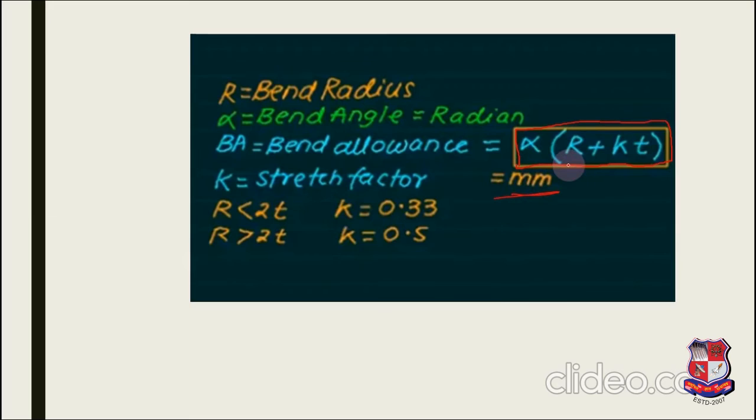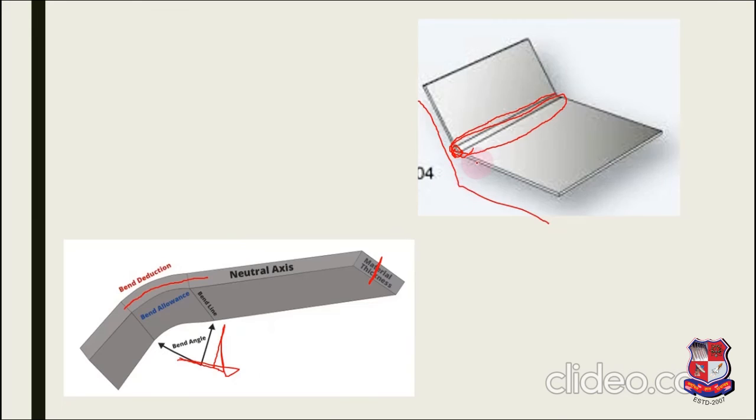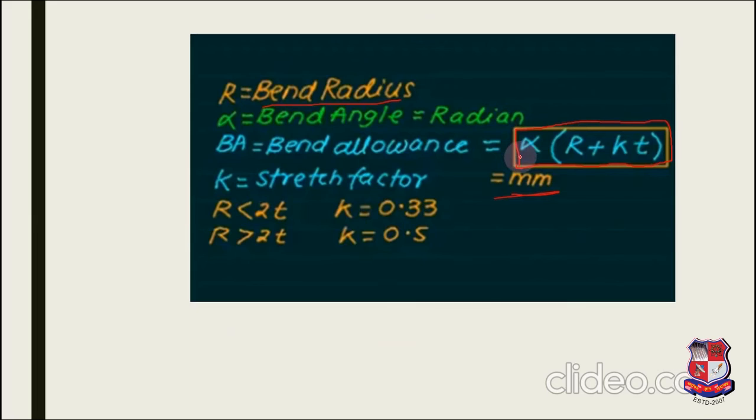Then r is the inside radius or bend radius. That is the inside radius, called r. Then one thing you need to focus on is that this alpha is in radians, right? This alpha will be in radians. Then k, what is k here? That is a stretch factor, a kind of constant. This k has two values, 0.33 and 0.5. So based on two conditions we need to select the correct value.